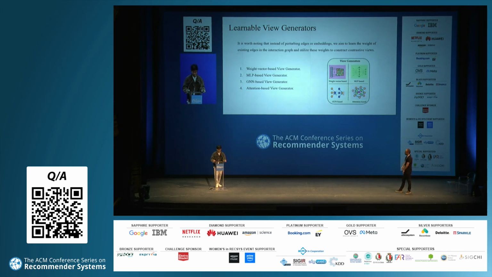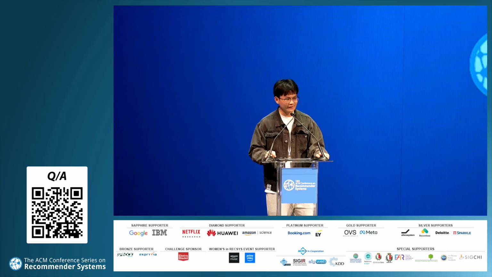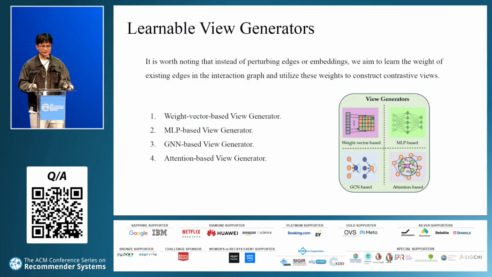Okay. Well, for the first, it's the weight vector-based view generator, and it's quite simple. Just like we have n edges between user and items, and we initialize each weight to 1, and then we do some optimization and calculate the weights. And the second is MLP-based. The intuition is that after employing the MLP model, we can do some high-dimensional feature learning.